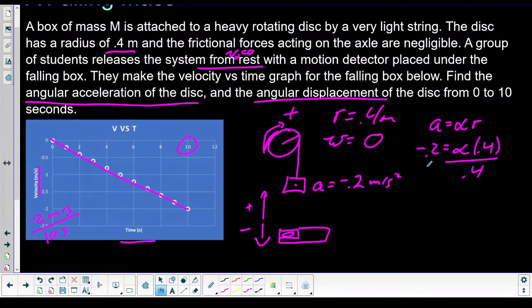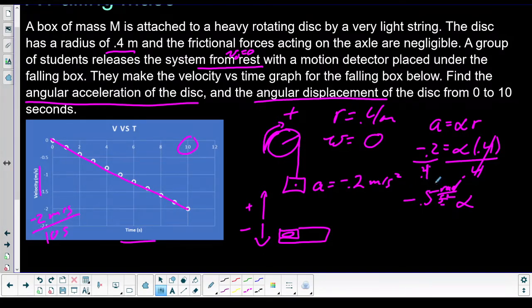So we have -0.2 equals alpha times 0.4. Divide by 0.4. There we go. So alpha is -0.5, because 2/4 is a half, and then the decimals kind of work themselves out. So we have -0.5 radians per second squared.